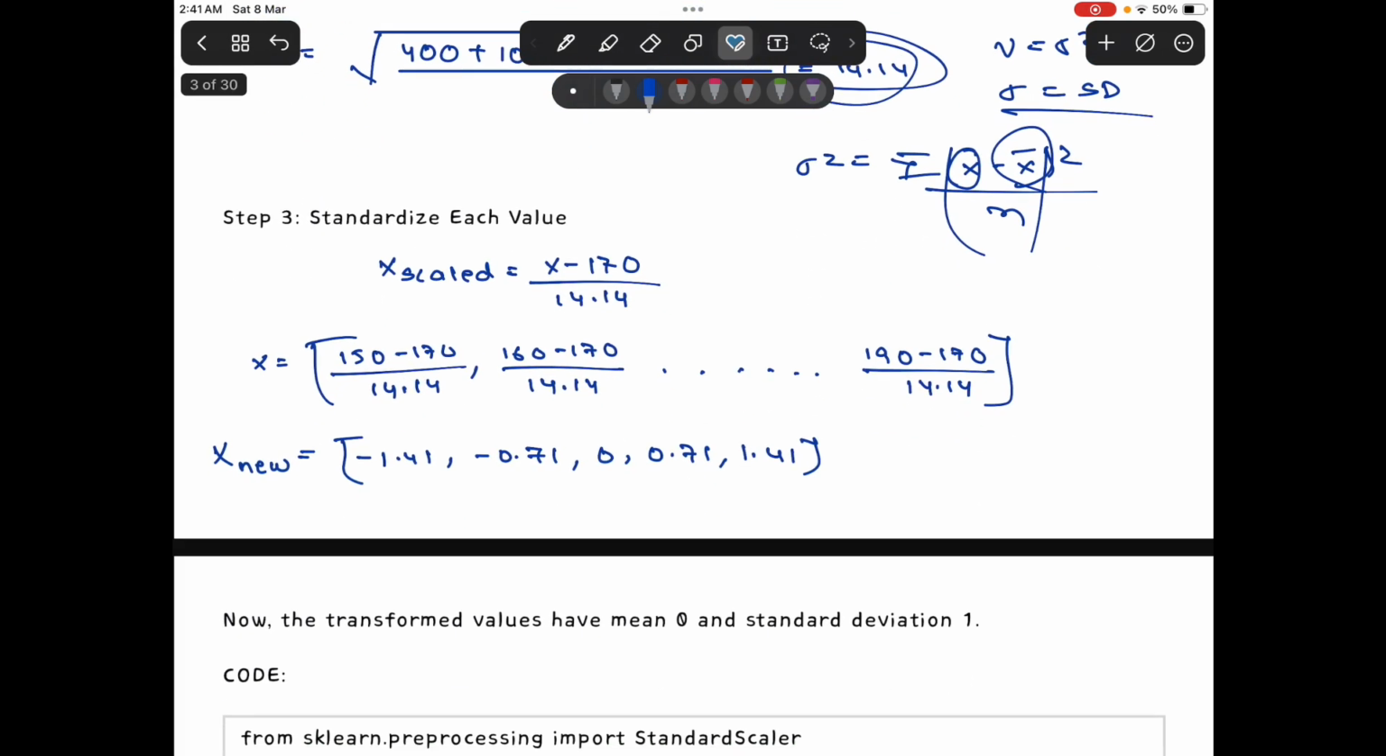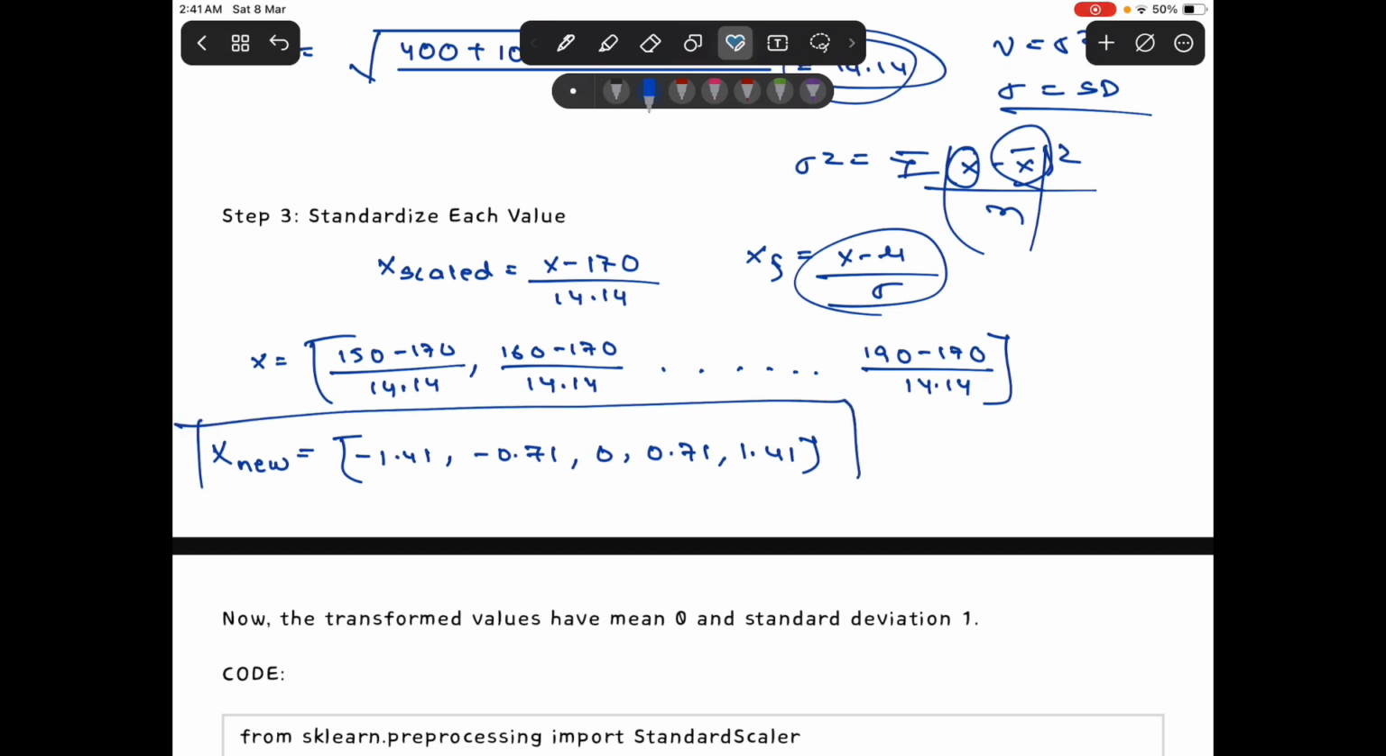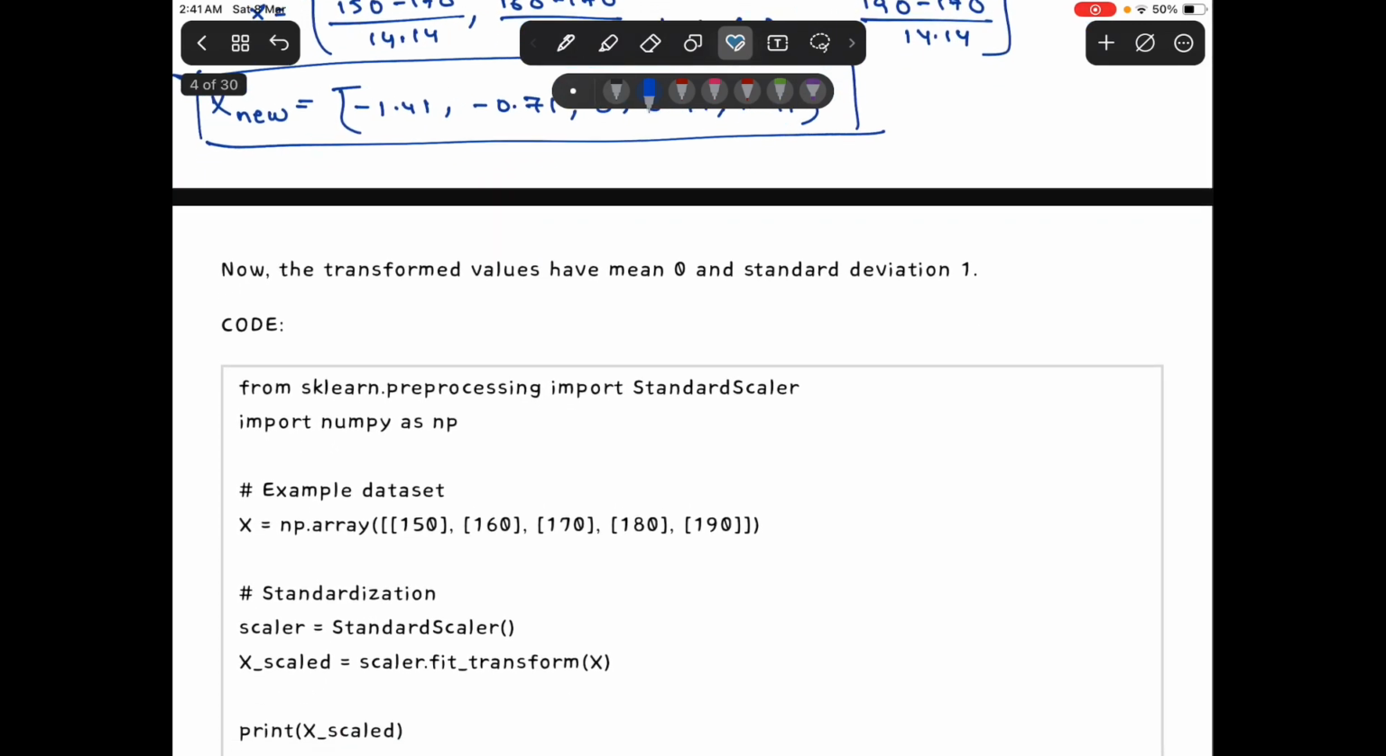The third step is to standardize the values. We have computed all the things. x scaled was equal to x minus mu divided by sigma. So we will put values here for every data point, and this is our new scaled data point, which ranges from only minus 1.41 to 1.41. So now the transformed values have mean 0 and standard deviation 1.